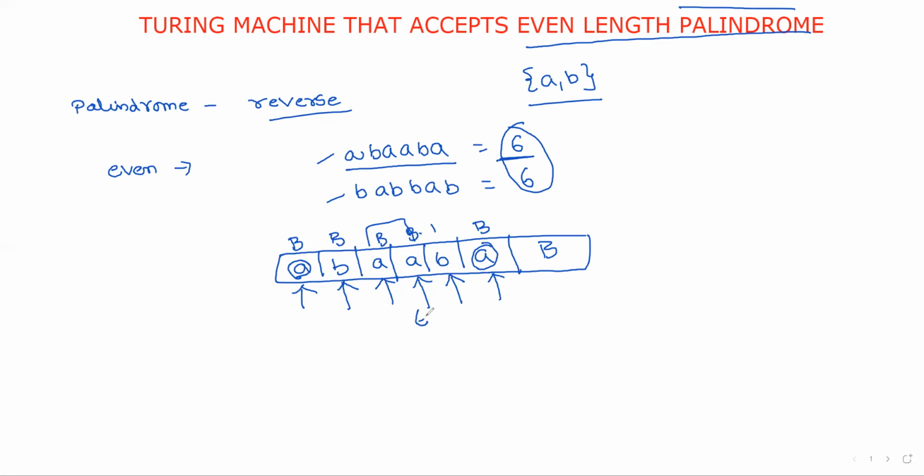Finally, you have to read the symbol epsilon. That means the entire string is completed. In an even palindrome, after performing the comparisons, we must reach the epsilon state. That is, the entire string is completed. In this case, we prove that the particular string is accepted by that particular Turing machine.